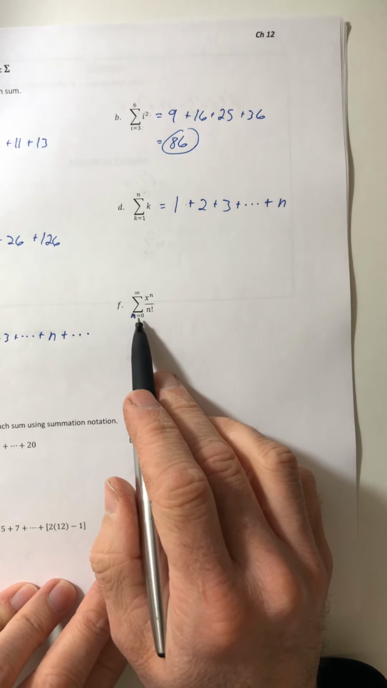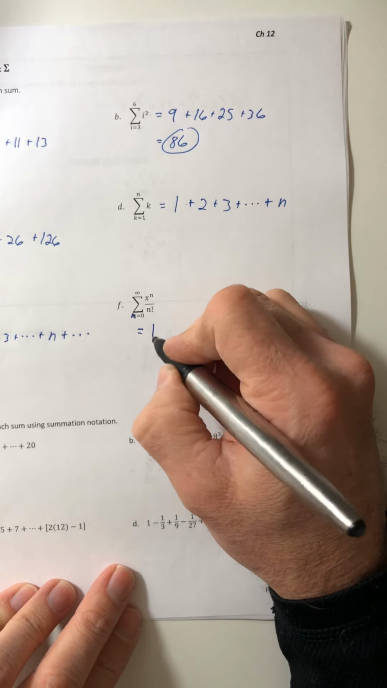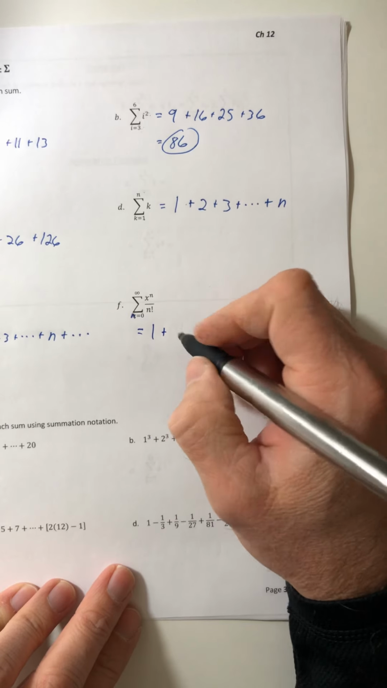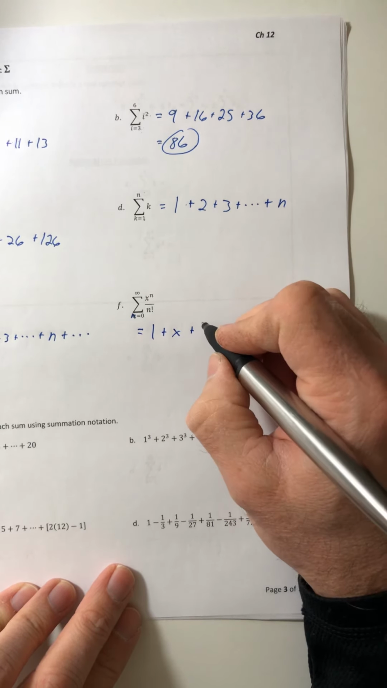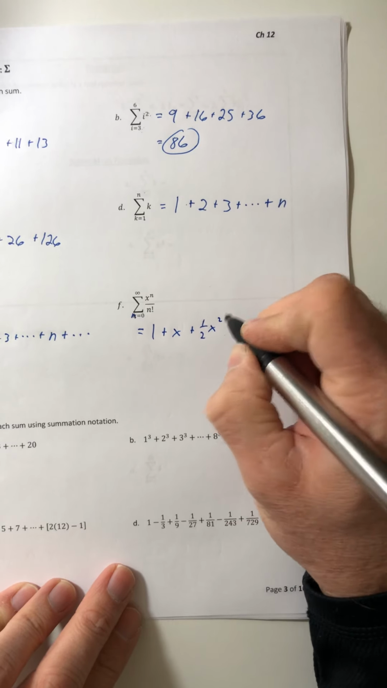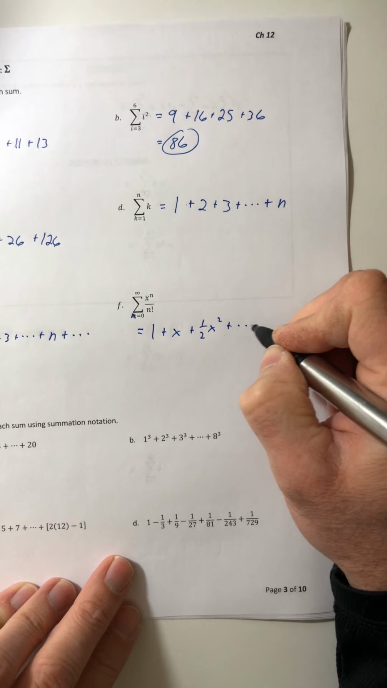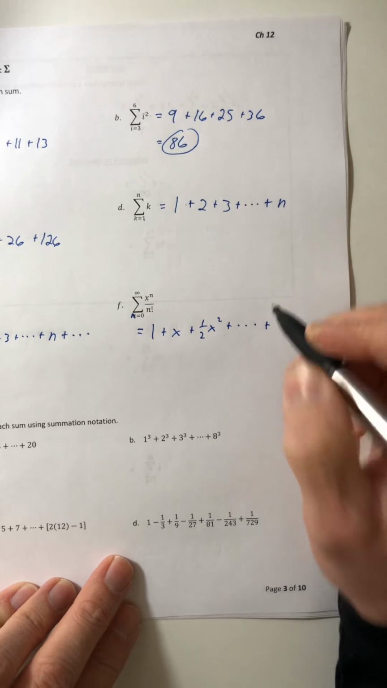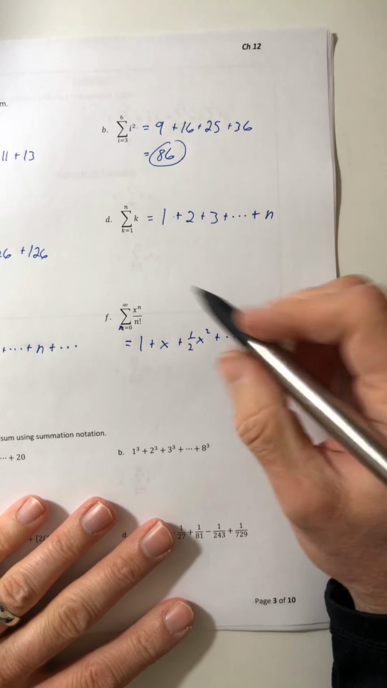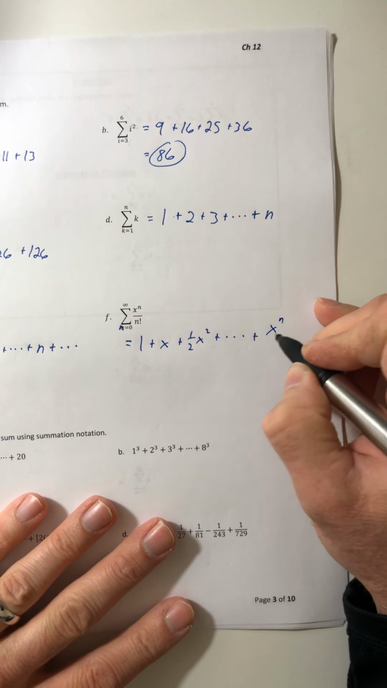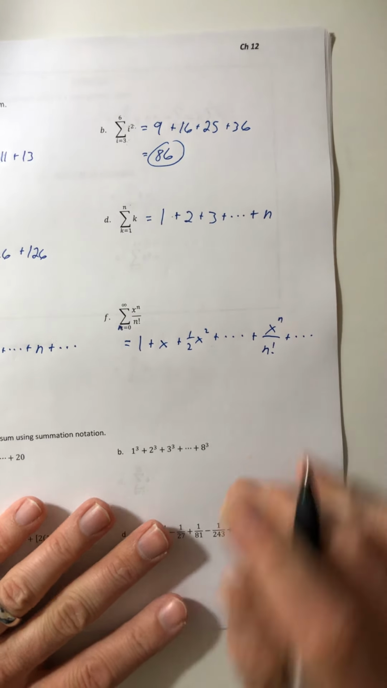Okay, so if we did something similar with that, plug in n equals 0, and you get 1. Plug in n equals 1, and you get x. n equals 2, 1/2 x squared. So there's your 3 terms. So then plus dot dot dot plus, plug in n, x to the n over n factorial plus dot dot dot.